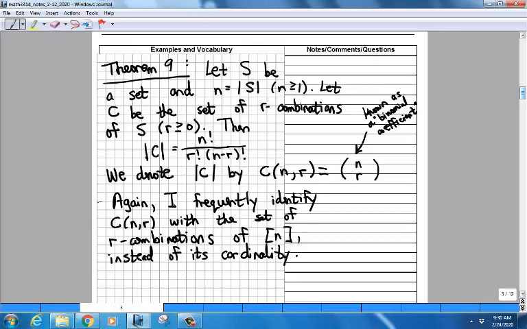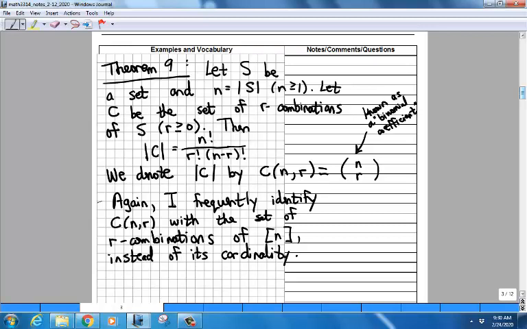Although technically this represents a number, I am often going to use that notation for the set of all R combinations. So I'm going to frequently use this notation to represent a set, not a quantity. This always represents a quantity, however. So this is just shorthand notation for this computation.